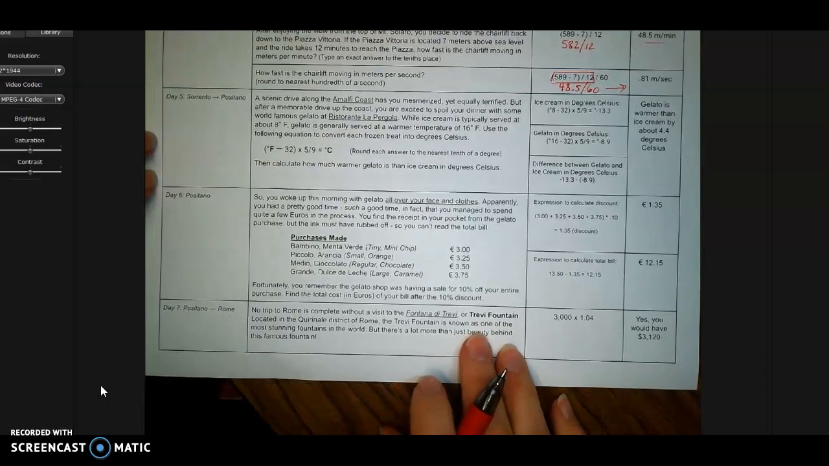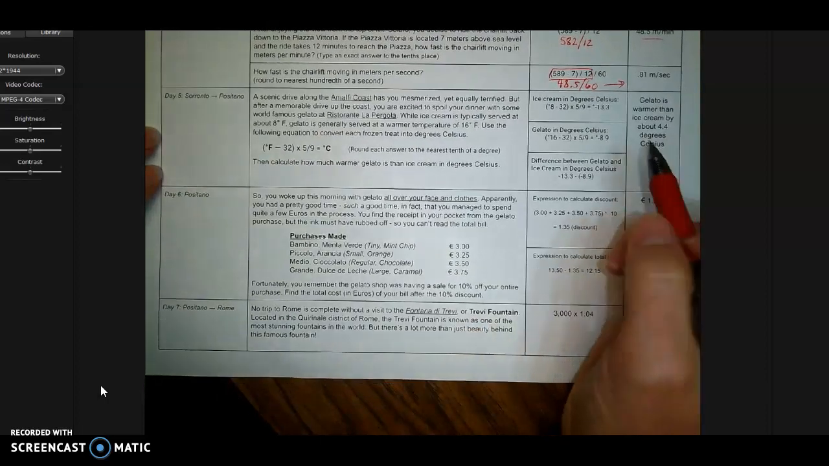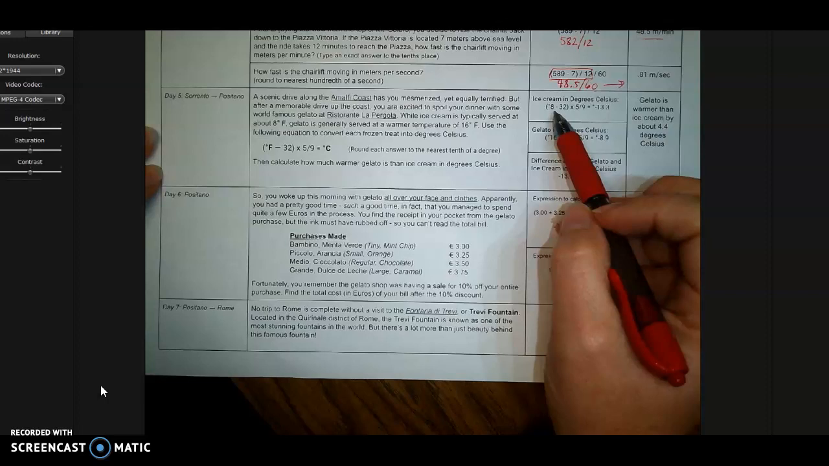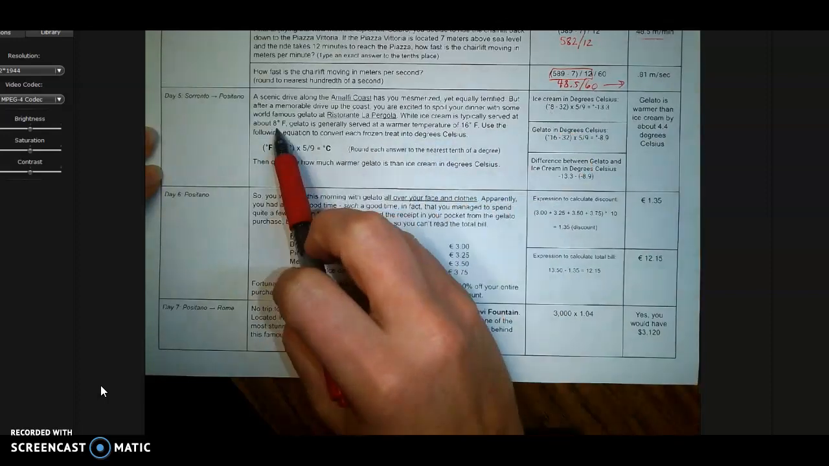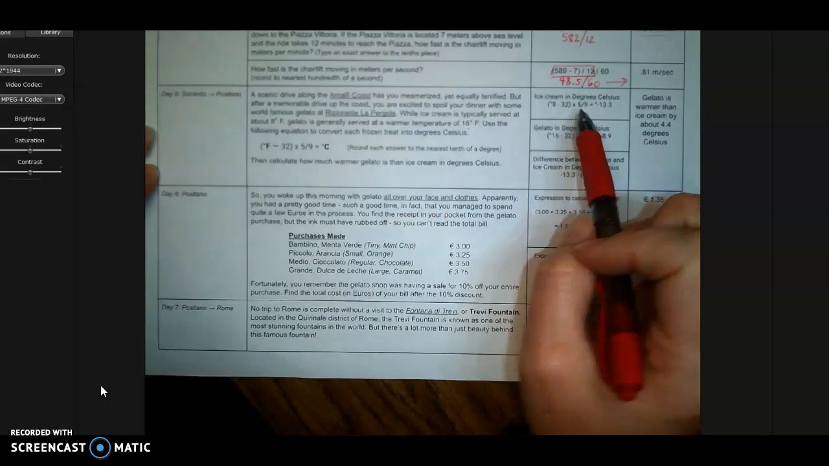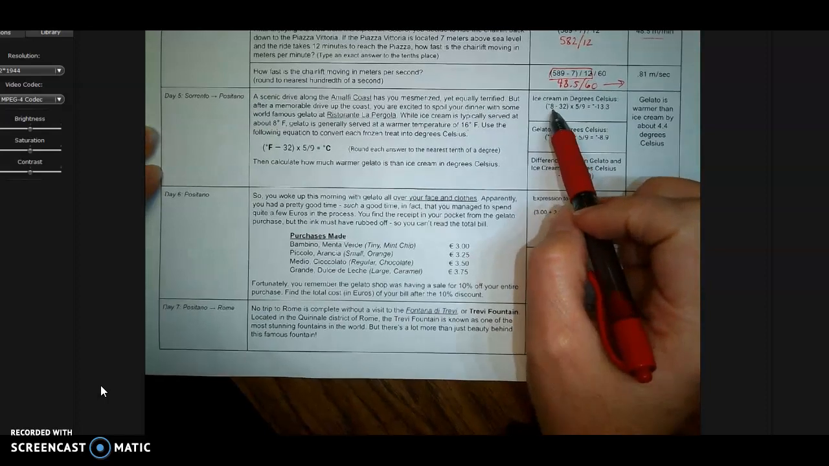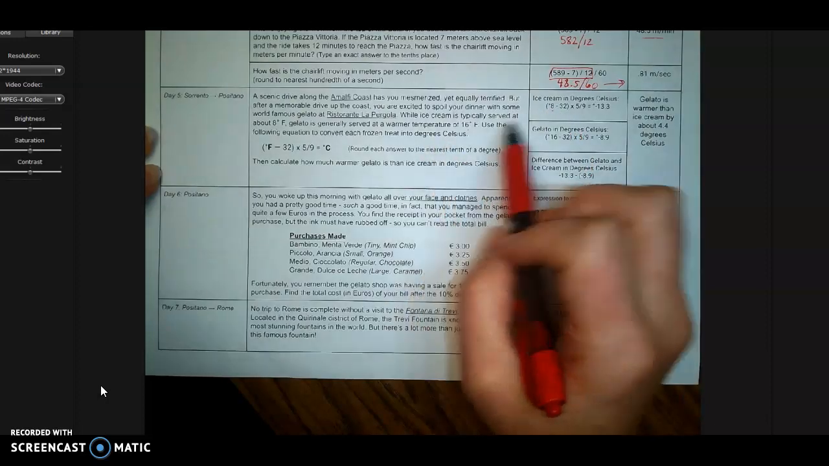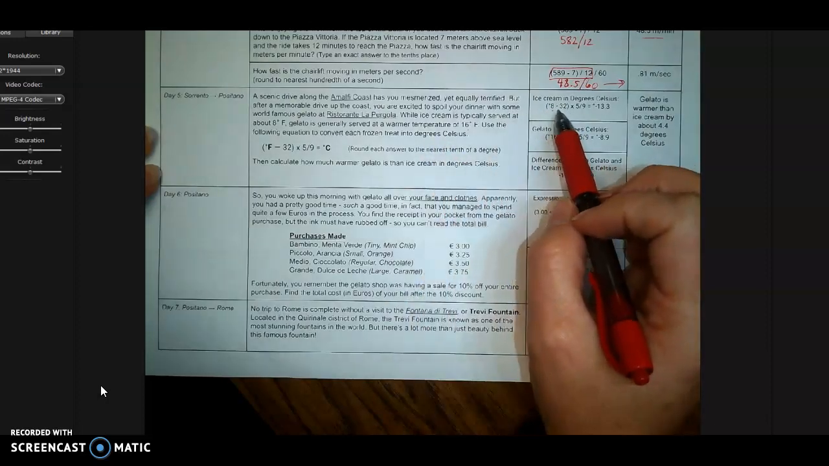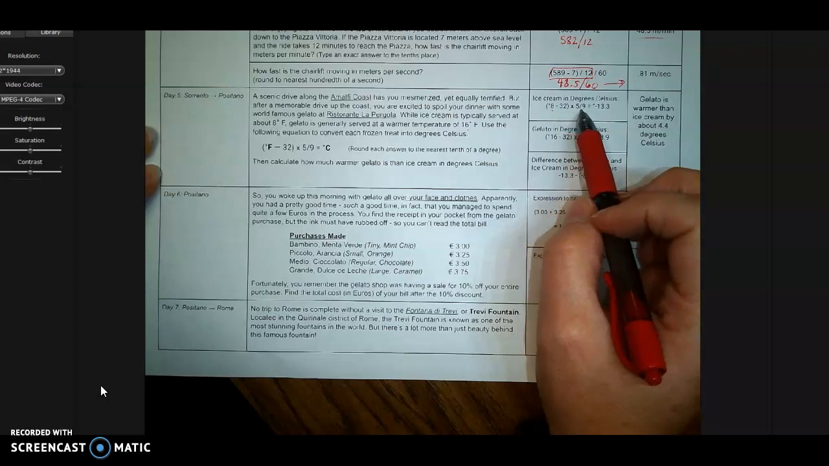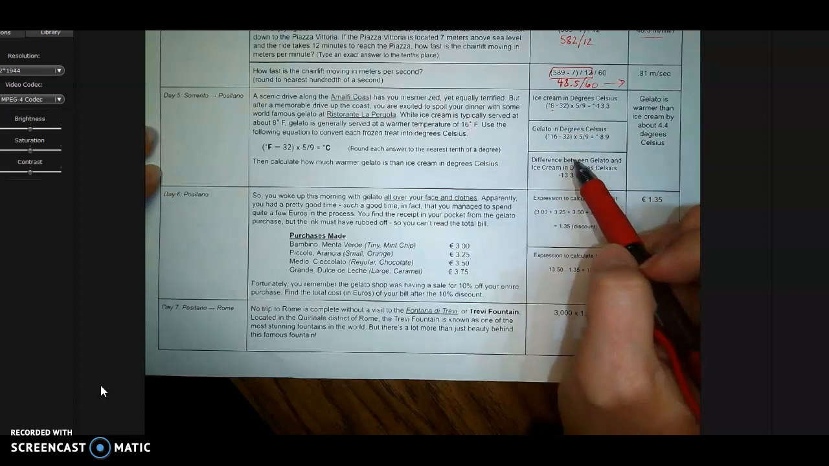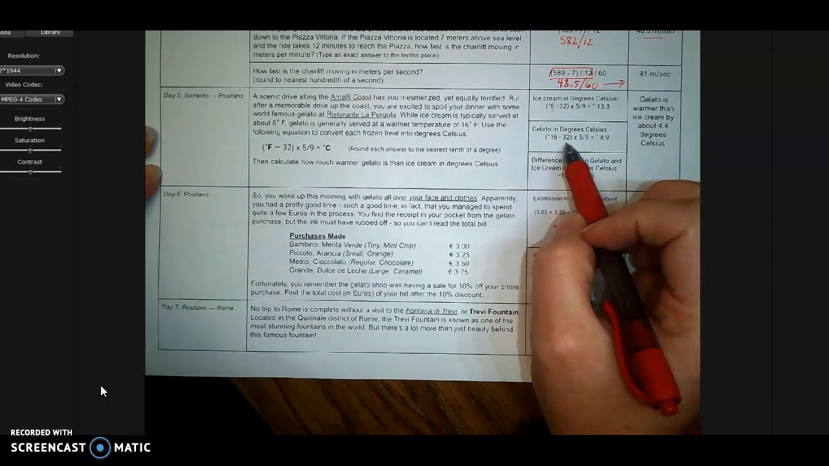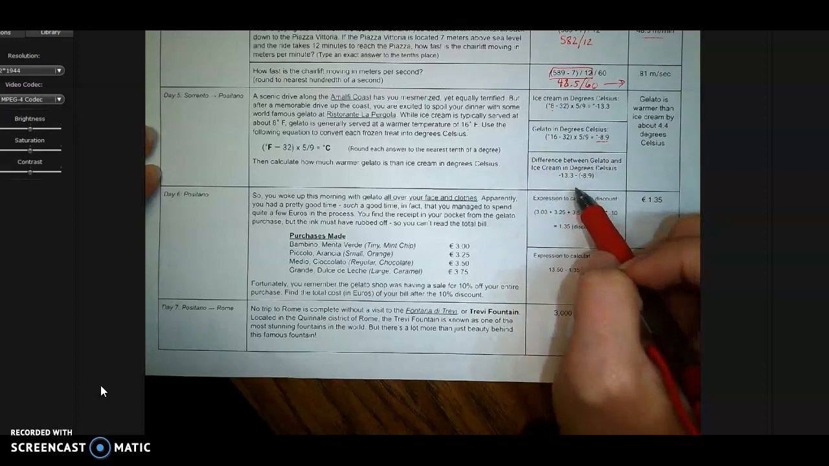Then it starts talking about buying ice cream. Well, we find out that ice cream is typically served at 8 degrees and gelato served at 16. So when I go to convert my degrees Fahrenheit to Celsius over here, I'm going to do 8 minus 32 times 5/9. So it's negative 13.3 degrees. When I convert my gelato, I find it's negative 8.9 degrees.